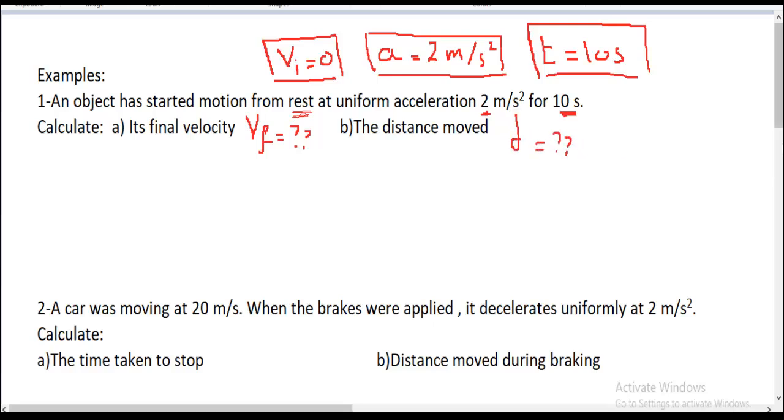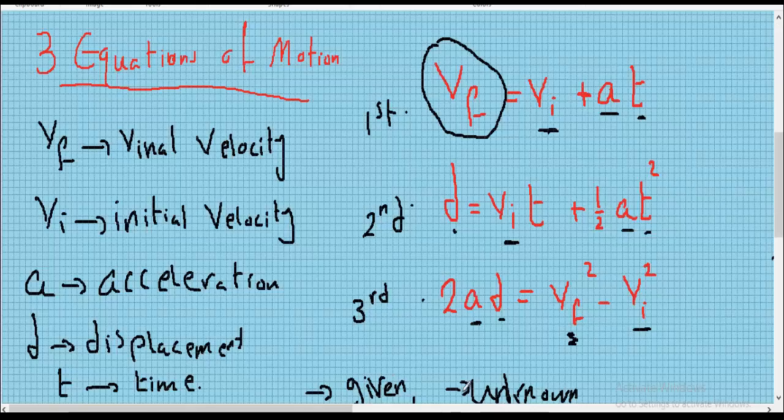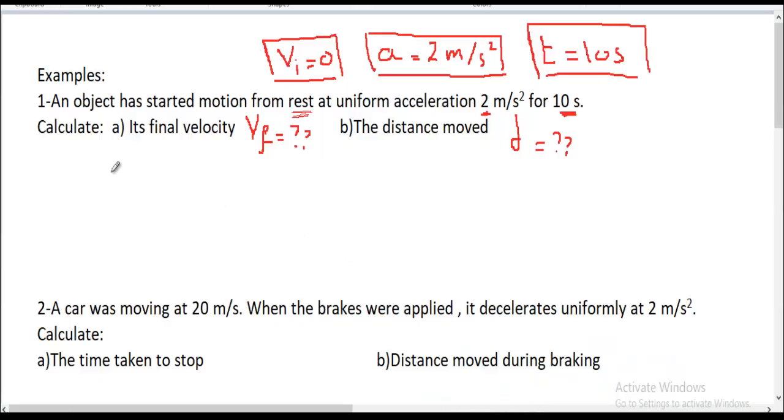You need final velocity and the distance moved, or the displacement. So in this case, you will use more than one equation. As we studied in the previous slide, you have three equations. The first equation is Vf equals Vi plus At. Let's write this equation here: Vf equals Vi plus At.